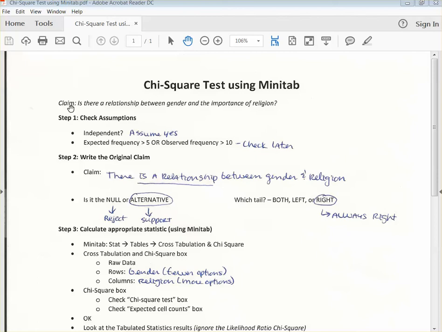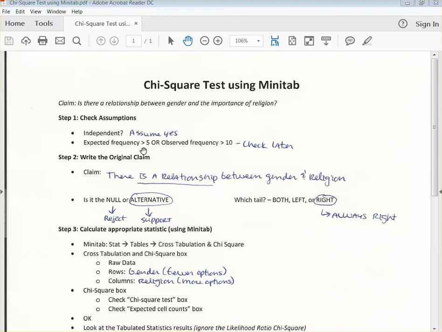Our claim for this one is: is there a relationship between gender and the importance of religion? So is there a relationship between gender and the importance of religion? The first thing we do is check our assumptions. Independent: we're just going to assume yes. Unless it says differently, let's just assume yes.